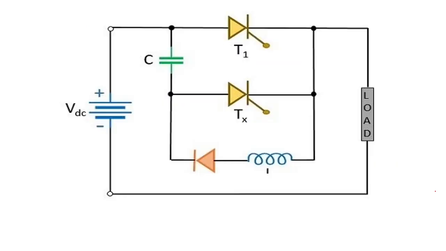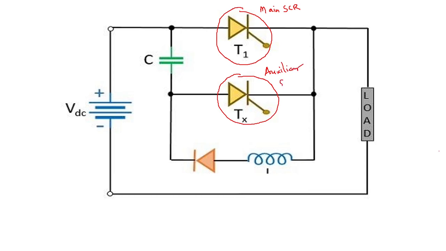So here if you see, this is the circuit. Now in this circuit, we can see we are having a main SCR. So this is a main SCR, which is named as T1. This is the main SCR or main thyristor you can call. And this will be the auxiliary SCR or auxiliary thyristor. Okay. So along with this, we'll be using a capacitor C and inductor L here.